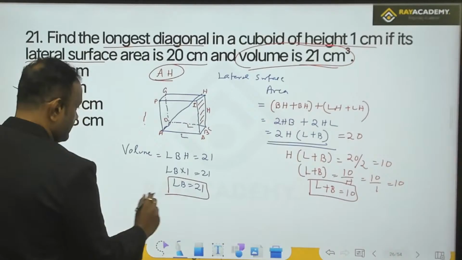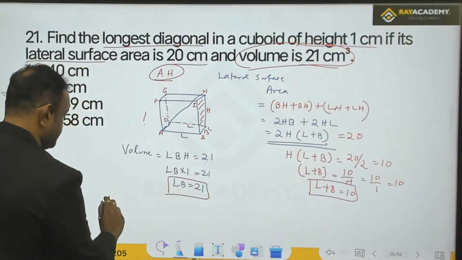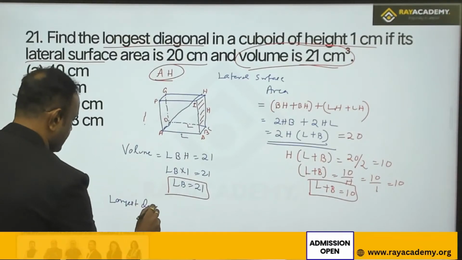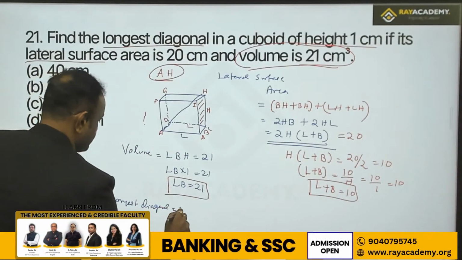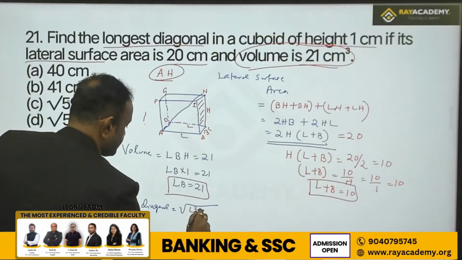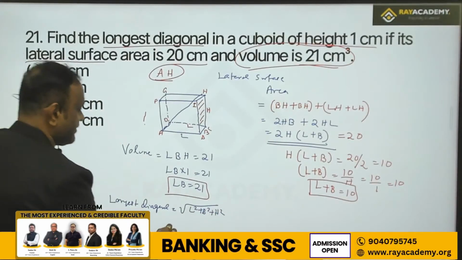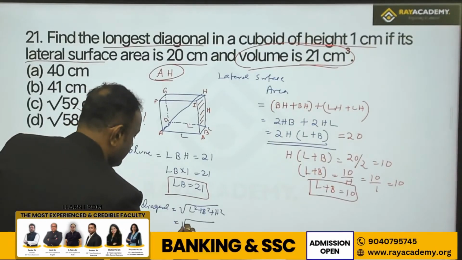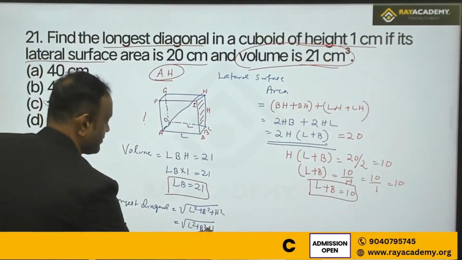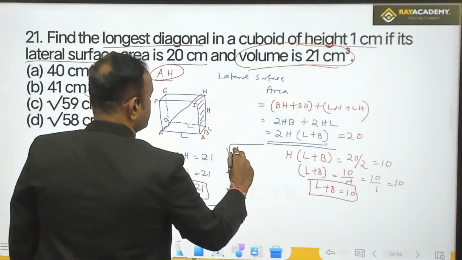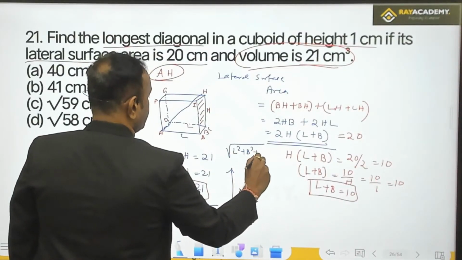What is the formula for the longest diagonal? The formula is square root of L square plus B square plus H square. But H is 1, so it is square root of L square plus B square plus 1 square. Or you can write square root of L square plus B square plus 1.